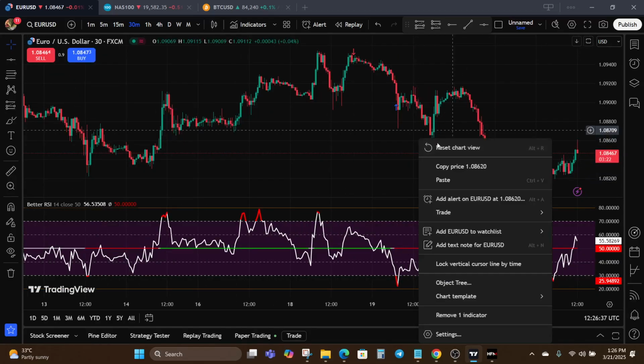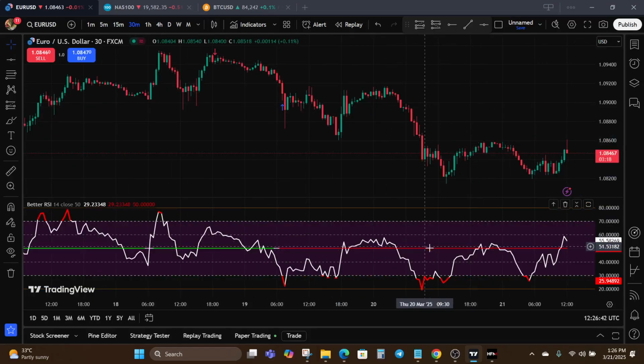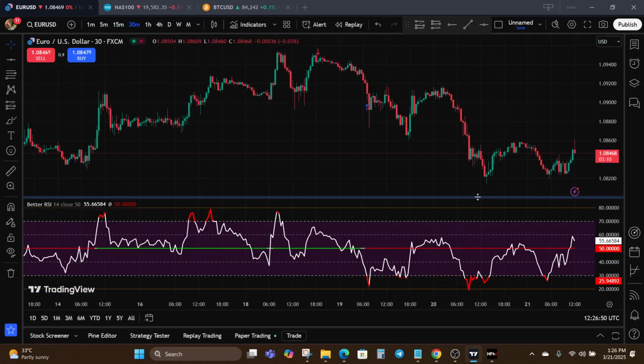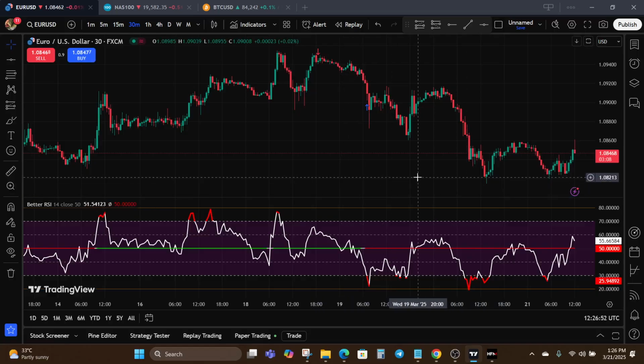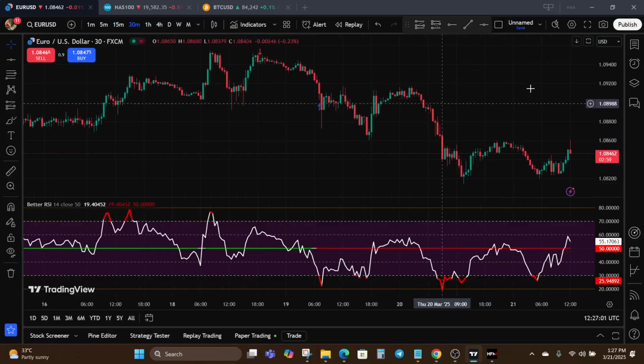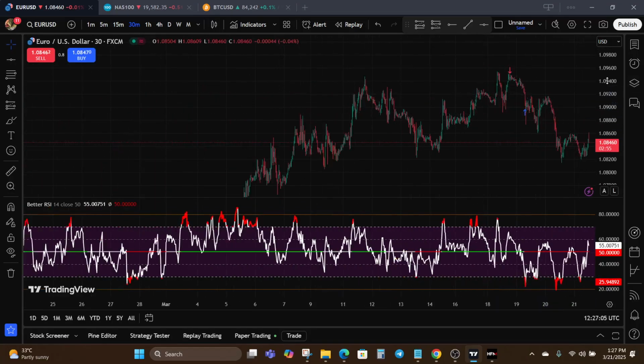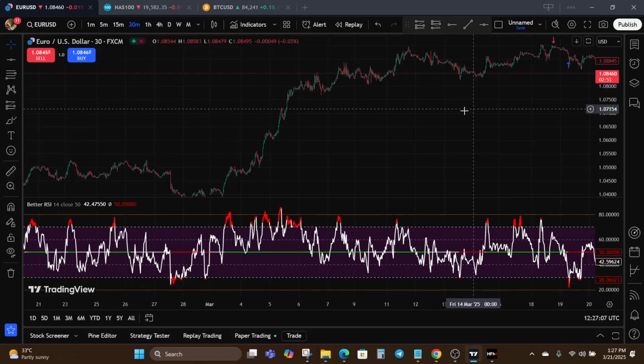Okay, so just like how you use the signals on the standard RSI, you can also use that same pattern on this Better RSI indicator. But you can see that this one goes a step further, adding coloring and also helping you to spot strong trends and weak trends. When you have a trend that is strong, let us look at this.